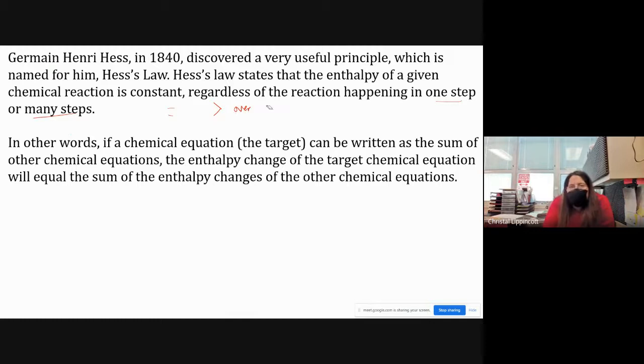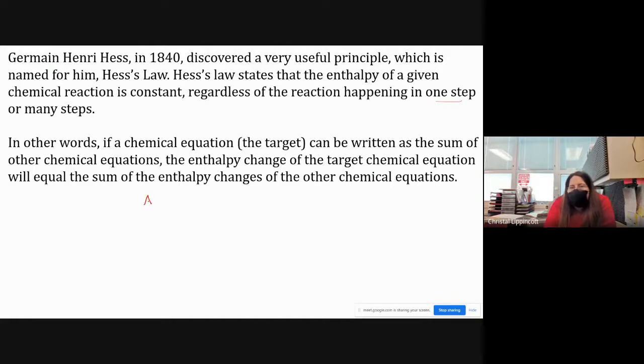So if the chemical equation can be written as a sum of other equations, the enthalpy change of the target chemical reaction will equal the sum of the enthalpy changes of the other chemical equations.